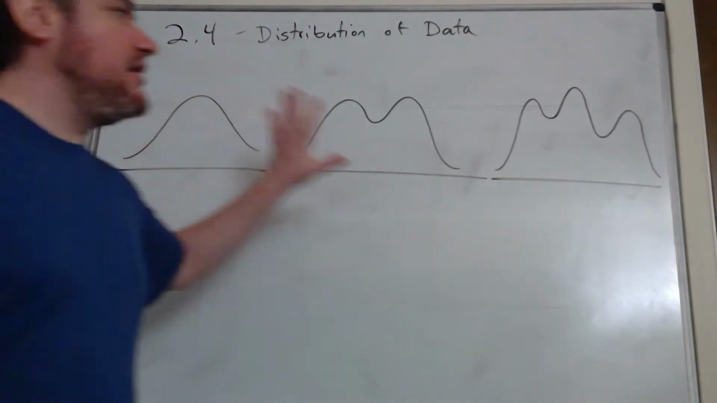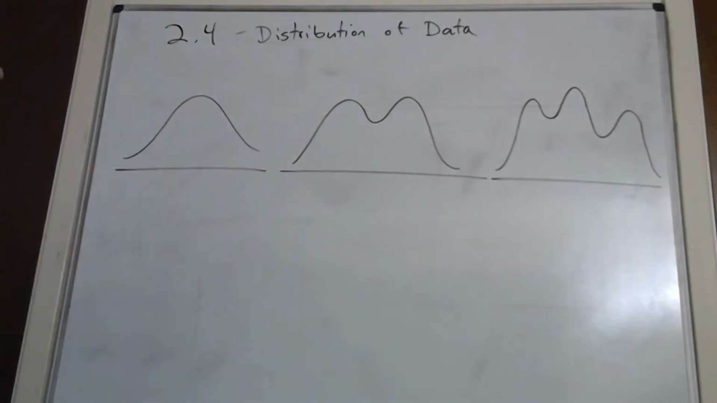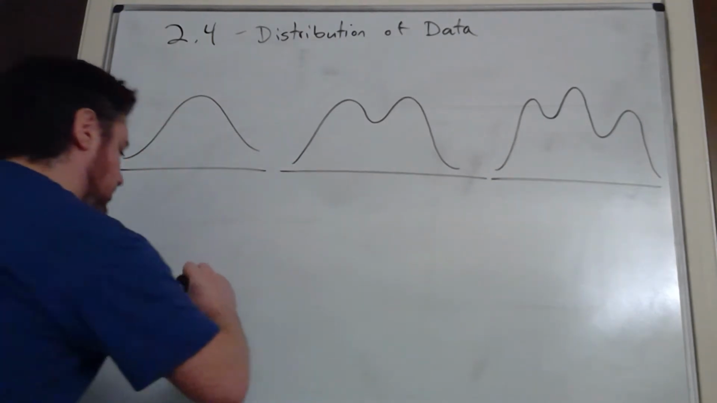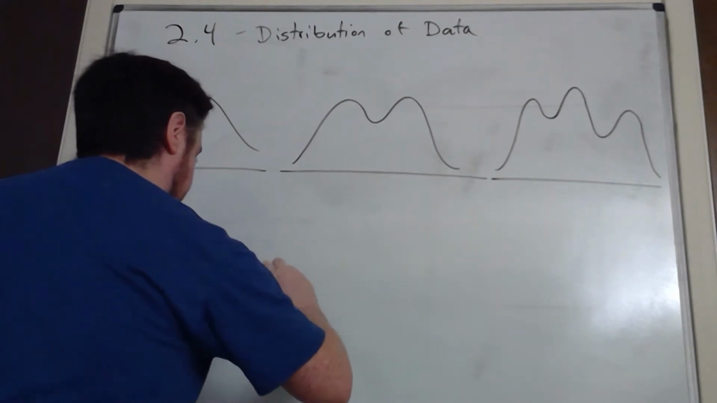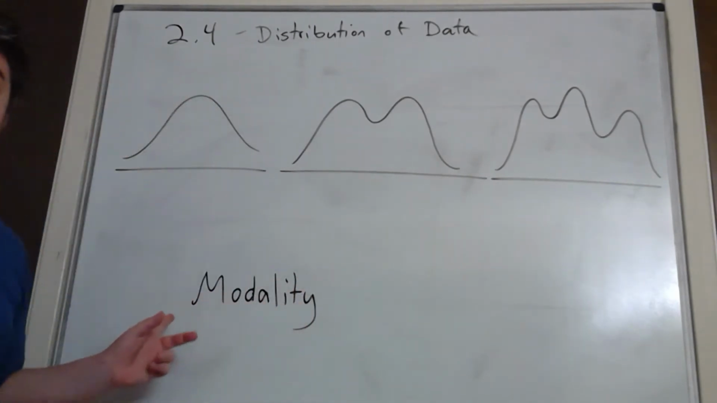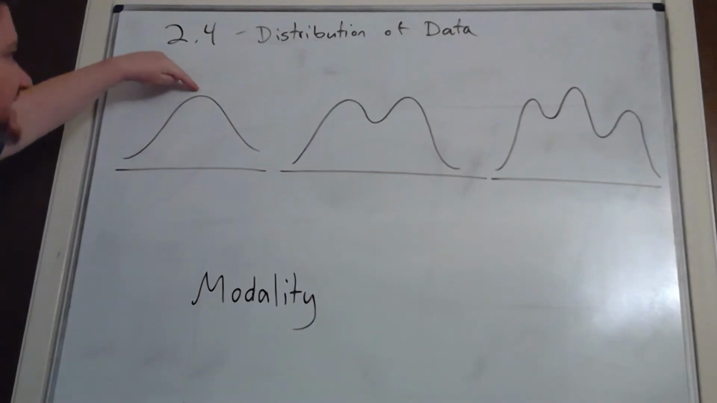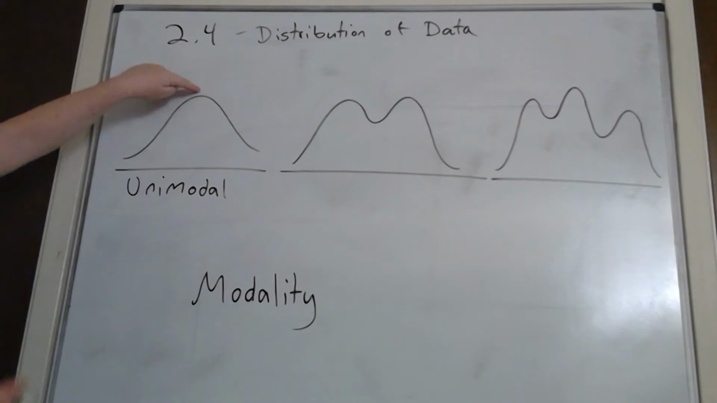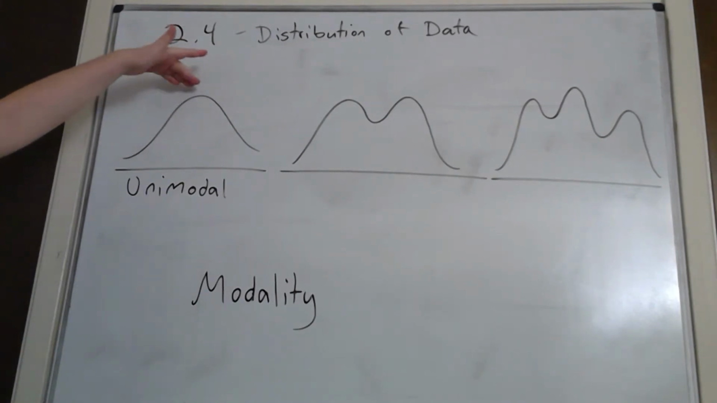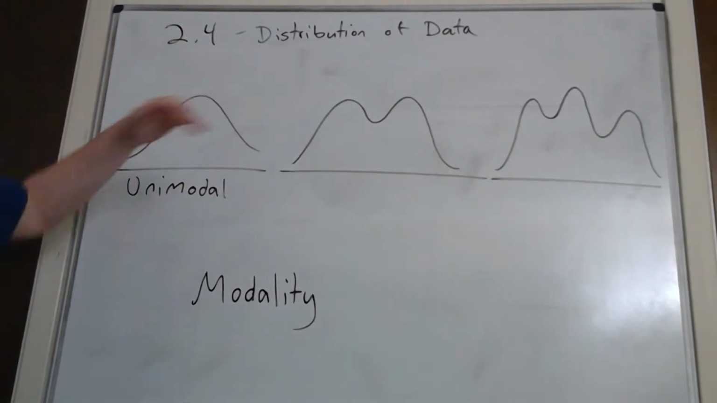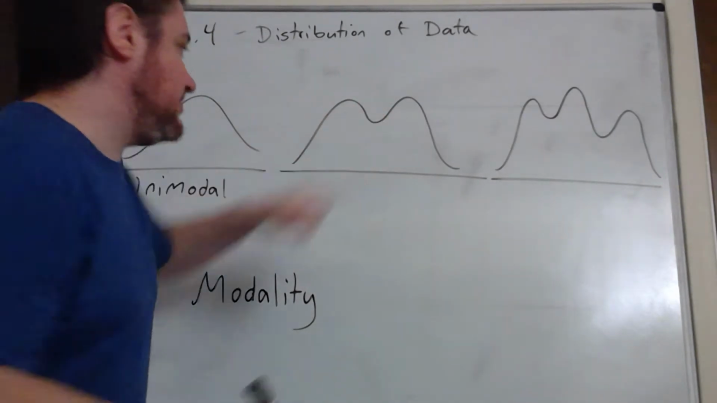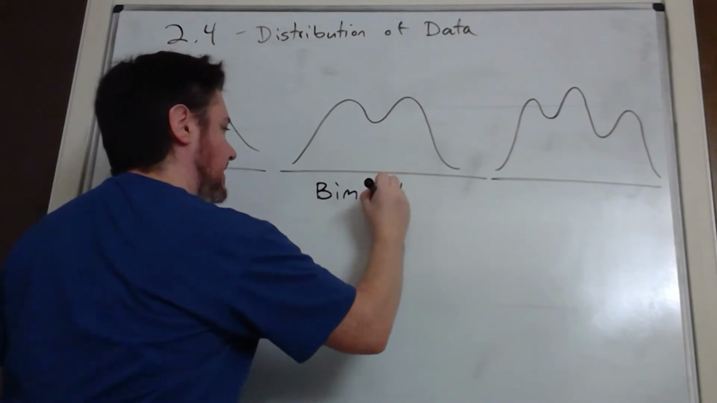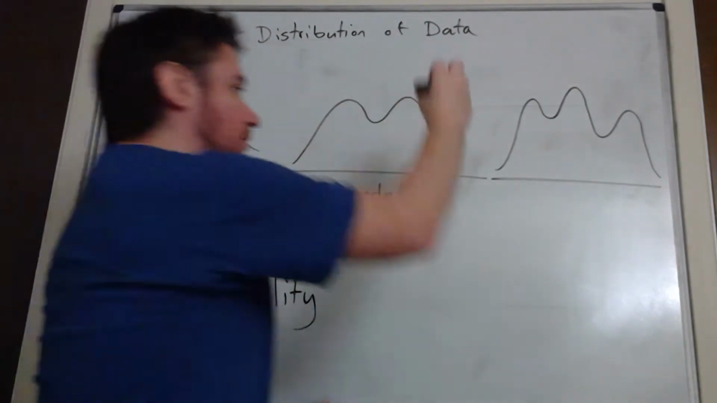So I've got three graphs here that we're thinking of as distributions of data. And so we're going to talk about what's called the modality of a distribution of data, all right, modality. This one we say is unimodal. It's got one mode, where the data builds up to a peak and then turns down. Here I've got two peaks, so that's called bimodal. And if I've got three or more, we're going to call that multimodal.